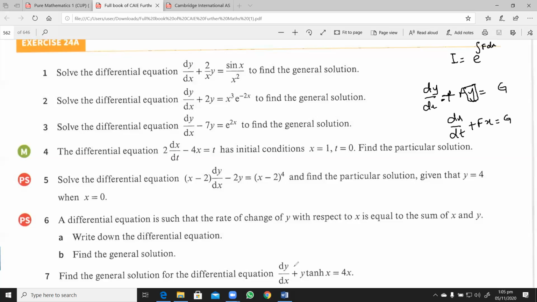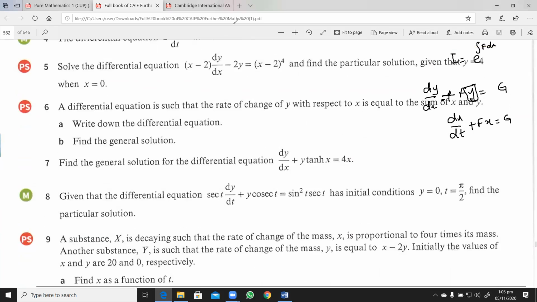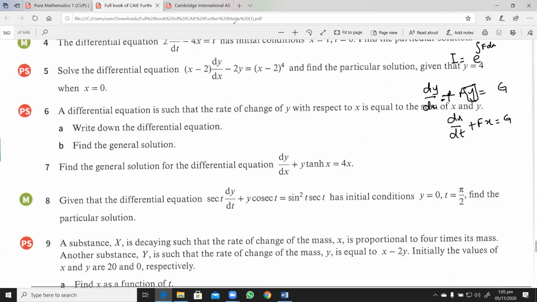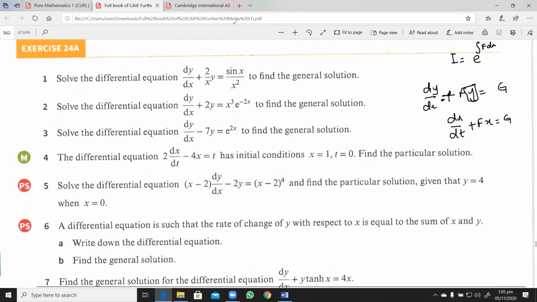Do we have any other kind of equation? Let me scroll down here. You see, this is dy by dt. So for your f over here, first you will divide both the sides by secant t so that you don't have a coefficient with this dy by dt. And then your f will be cosecant t over secant t. Anyhow, let's start solving these questions now. So I go back, we start from the first question.